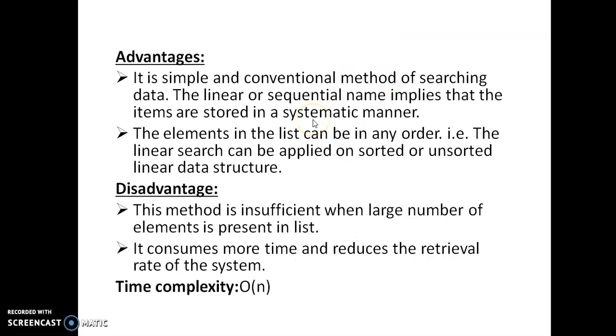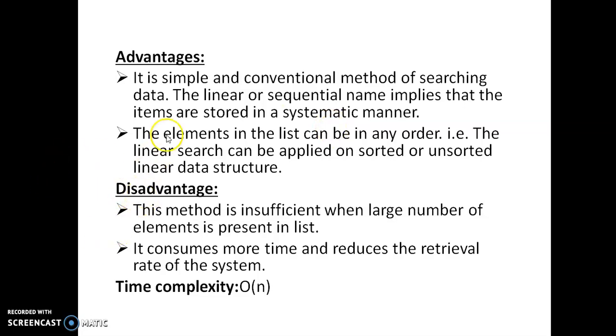There are a few advantages and also disadvantages of this linear search. Let us see the advantages first. It is a simple and conventional method of searching data. The linear or sequential name implies that the items are stored in a systematic manner. The elements in the list can be in any order. The linear search can be applied on a sorted or unsorted linear data structure.